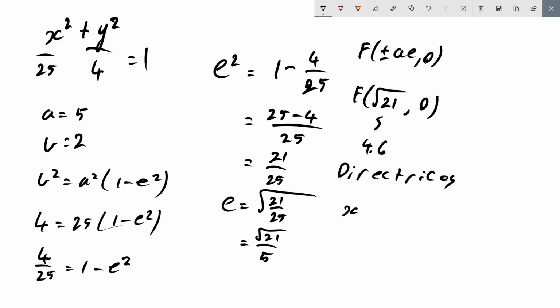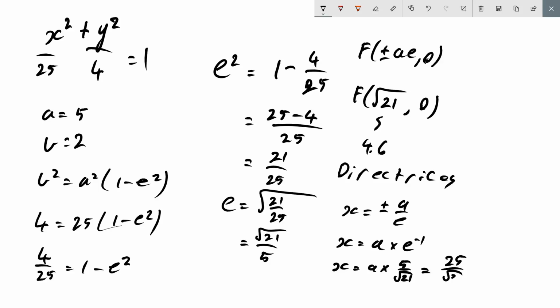The directrix is going to equal x equals, what we can do to make this nicer, because e is a fraction, is say that x is equal to a times the reciprocal of e, or e to the power of minus 1. So x will equal a times 5 over root 21. A is 5, so we're left with 25 over root 21, and we can find out that this is approximately 5.5.